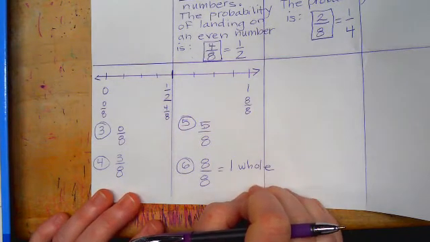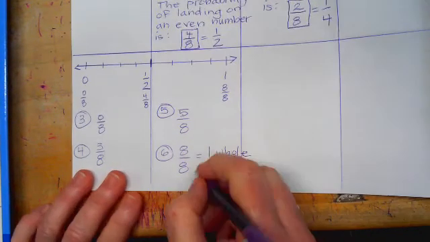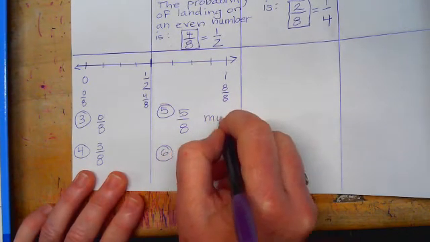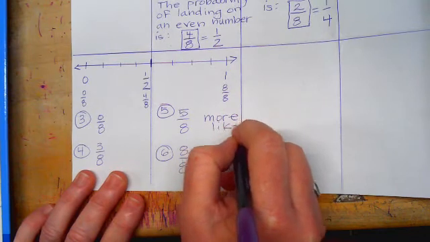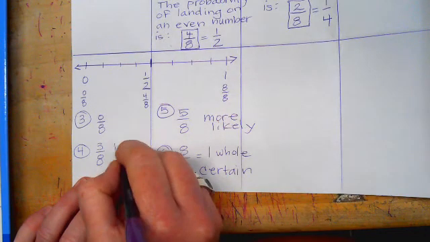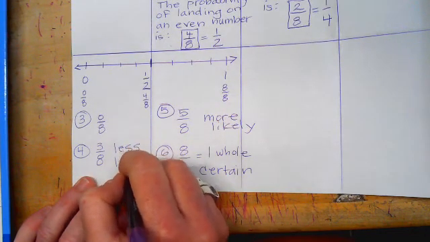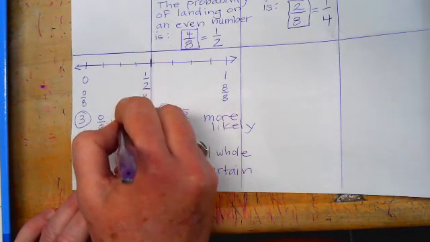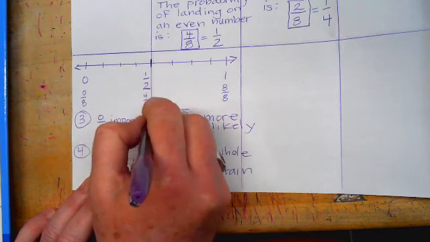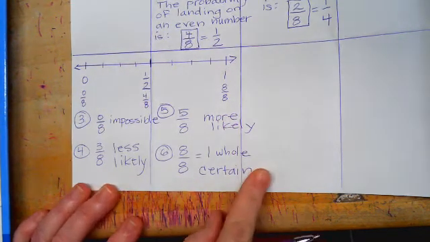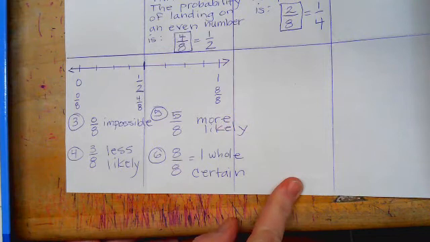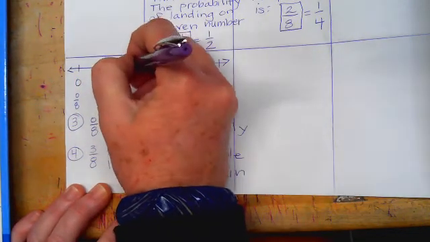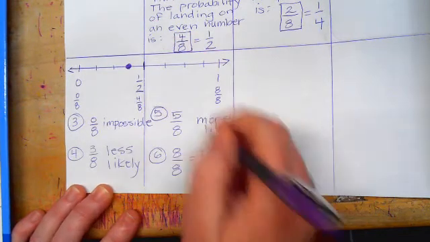So let's add our words that we have that are in purple in your book. So certain, this would be certain. This would be more likely. This would be less likely. This would be impossible. Right? You're not going to pull a green cube out because there isn't one in there. Okay? Did that make sense to everybody?